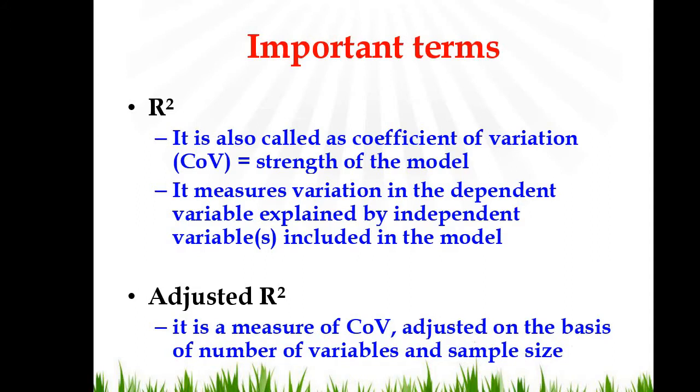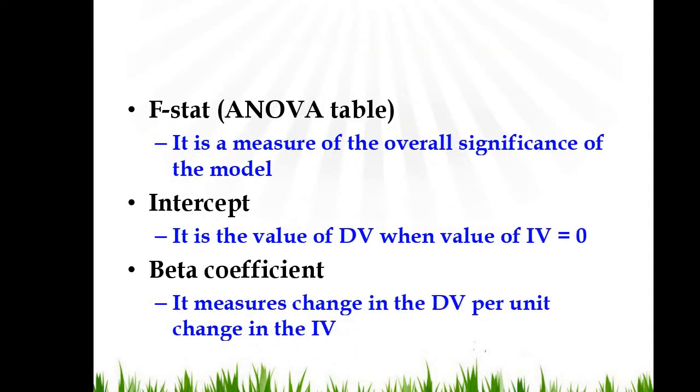What is adjusted R square? A very simple rule is when you increase the number of independent variables, R square tends to increase. Hence, there is always a chance that some irrelevant variables may artificially increase the value of R square. So we need some adjusted R square. So what is adjusted R square? It is also a measure of the coefficient of determination, and it's adjusted on the basis of number of variables and the sample size.